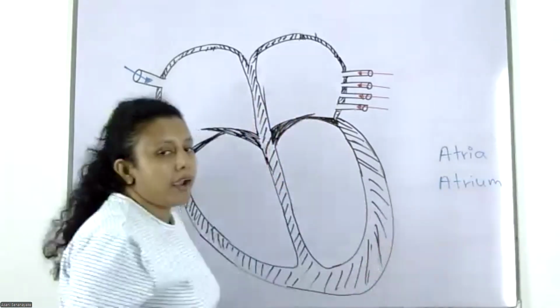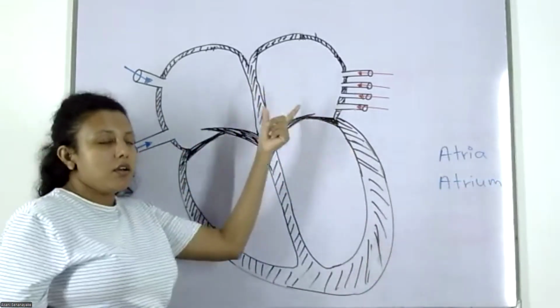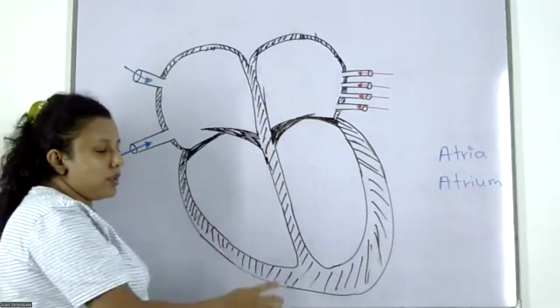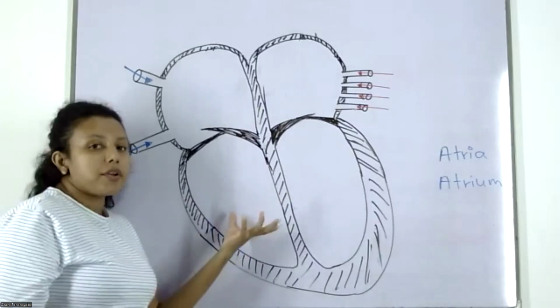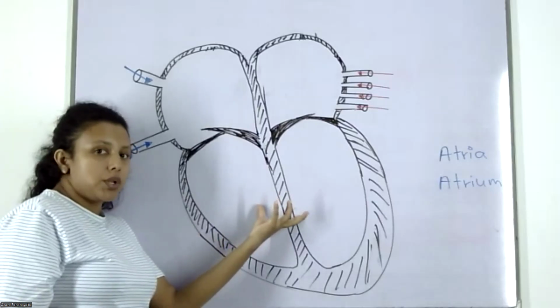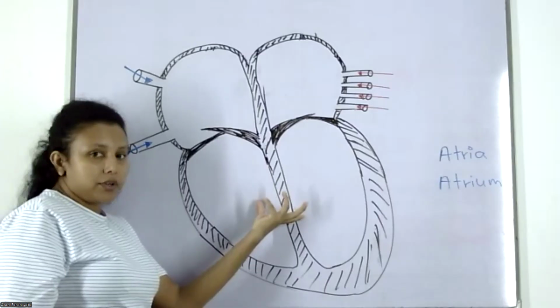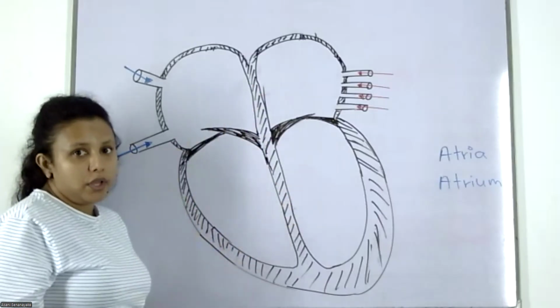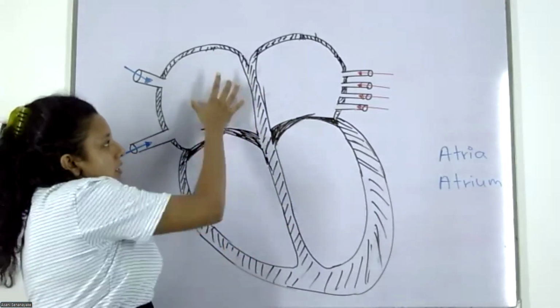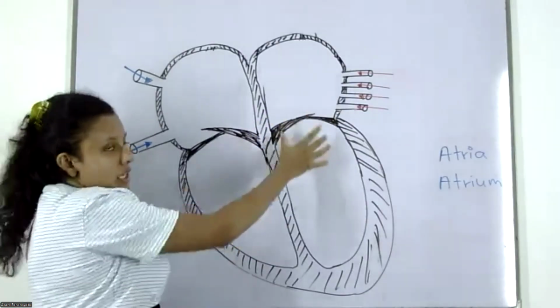Okay. So here, two atria. Two atria there. And down, we have two ventricles. The lower two chambers we call ventricles. Two ventricles down, the upper two atria there. And this is the right side and this is the left side.